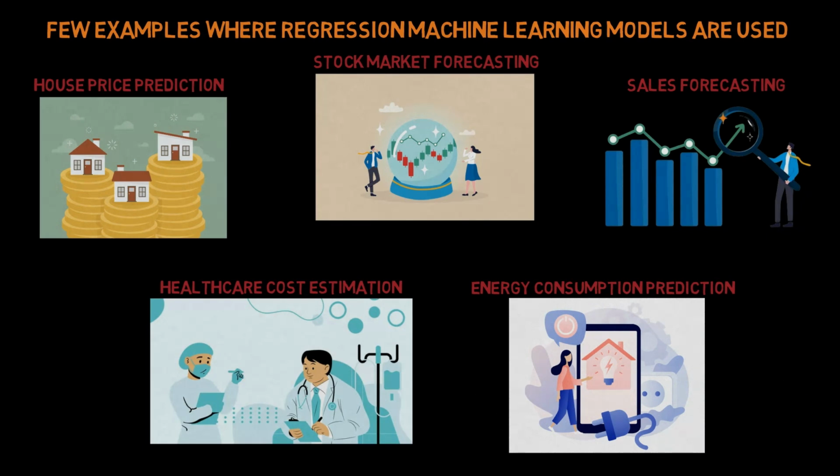Regression models are widely used in various domains for predicting continuous numeric values. By leveraging machine learning techniques and historical data, organizations can make informed decisions, forecast trends, and optimize processes.